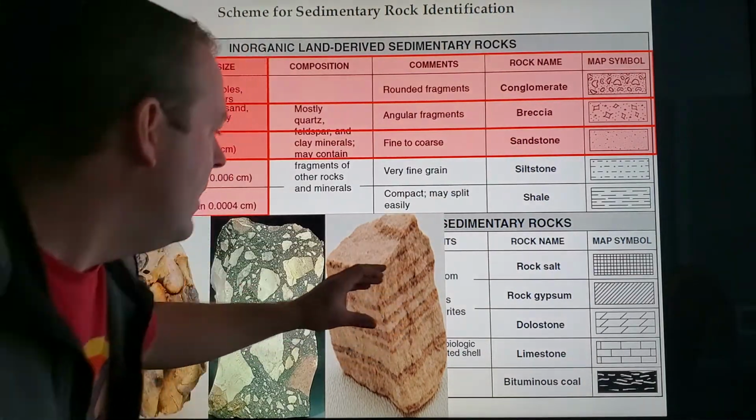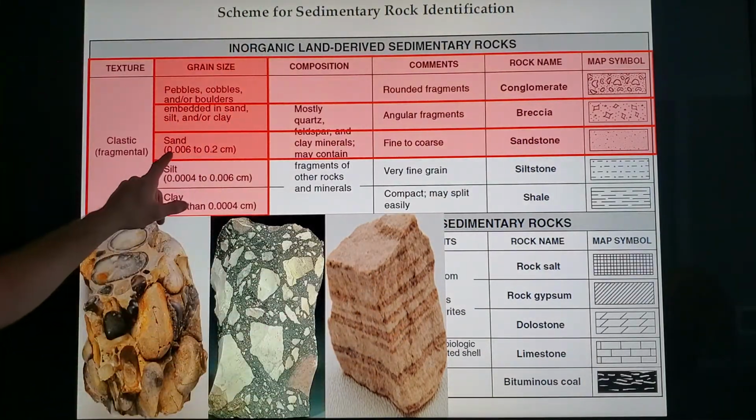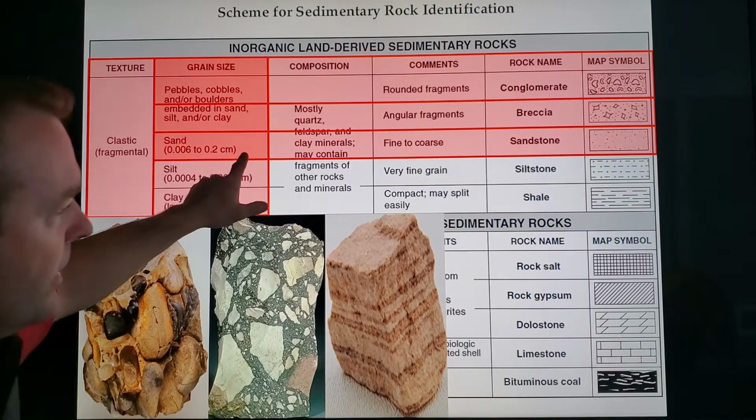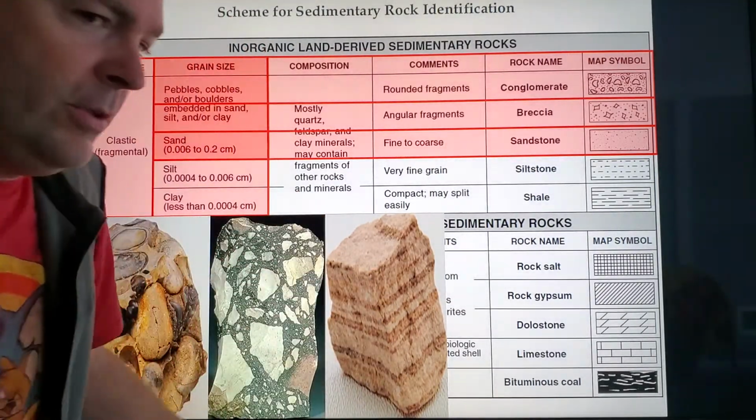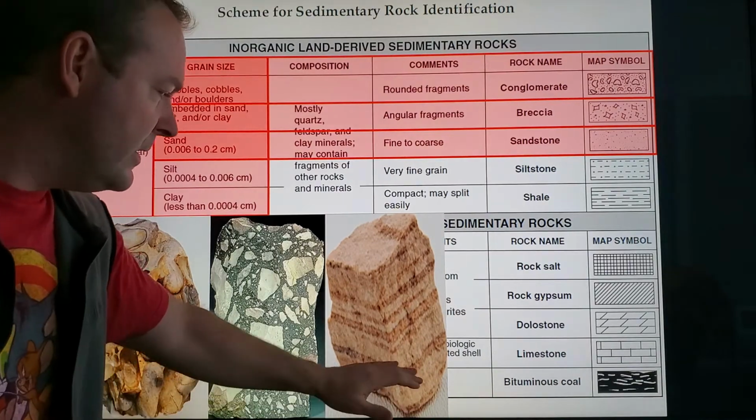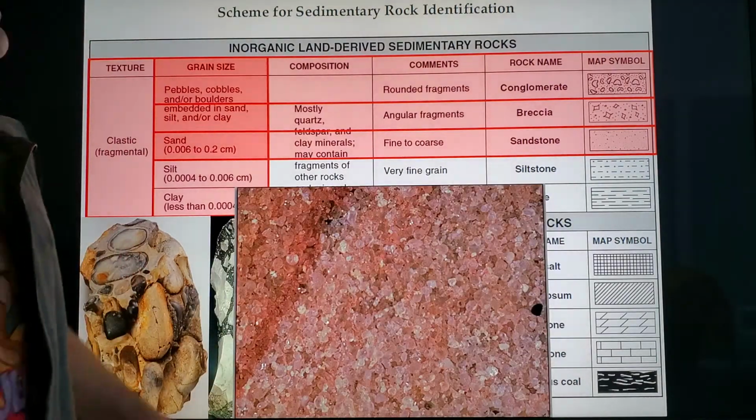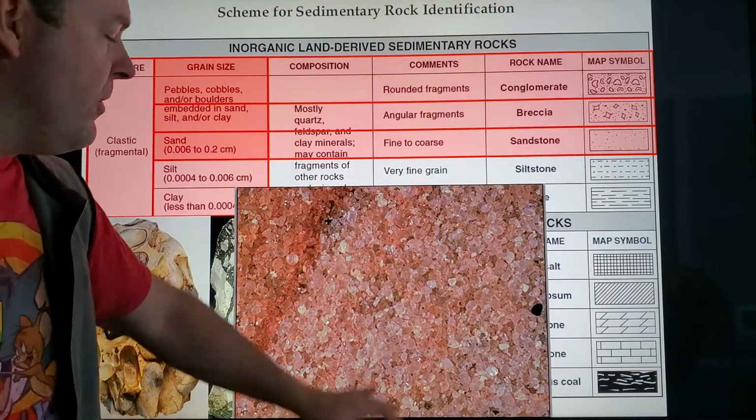Now we are more uniform in size, right? Sand is within this range here, and when that gets lithified, they call it a sandstone. You can clearly see the layers in that sandstone there. And that's a zoom in of the sand grains.